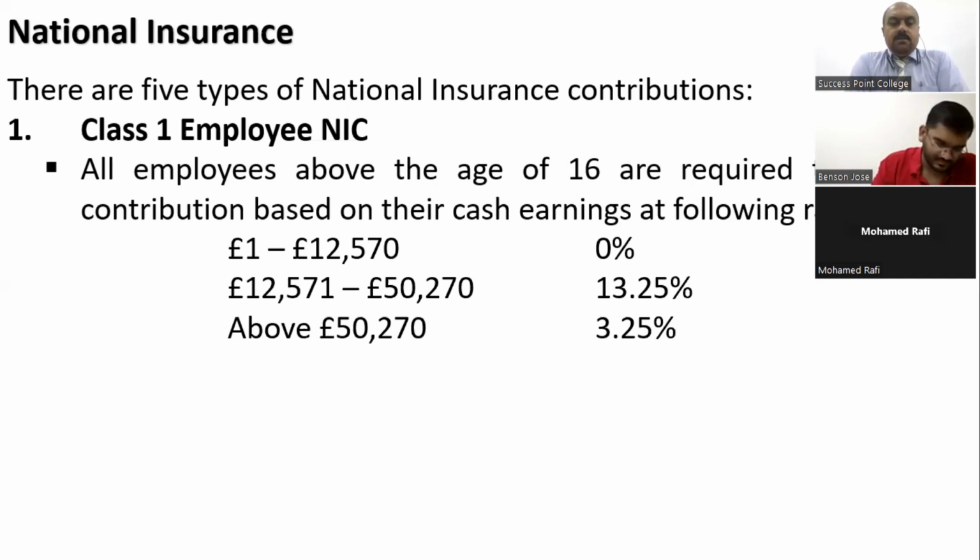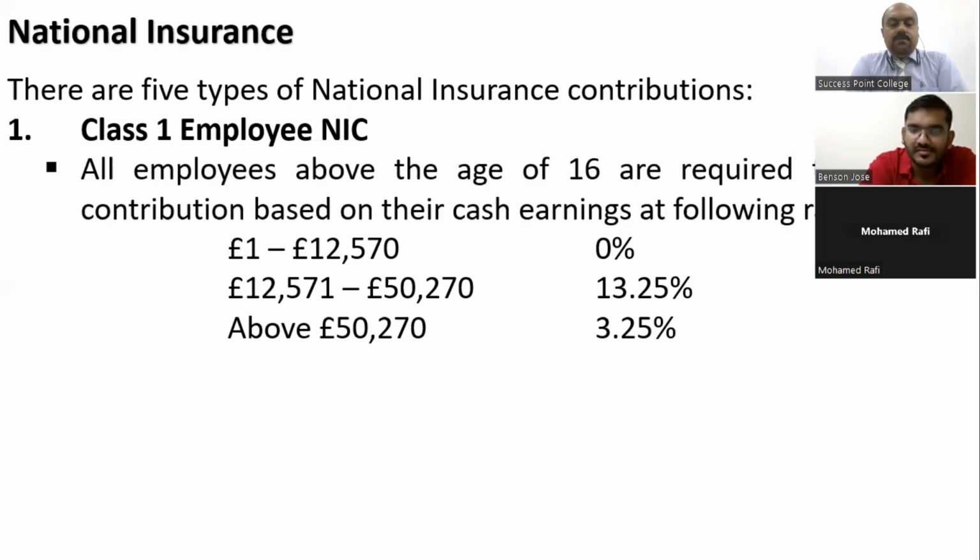If the employee's income is between 12,571 and 50,270, then 13.25% of his cash income. Cash income, when we say, means salary, bonus, etc. We're talking about this, not any benefit, right? So this is 13.25%, and above 50,270, it is 3.25%. Remember, these rates will be given to you in the exam. If required, the rate will be provided.